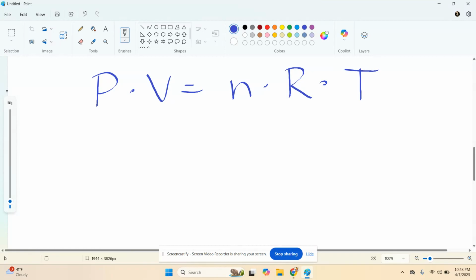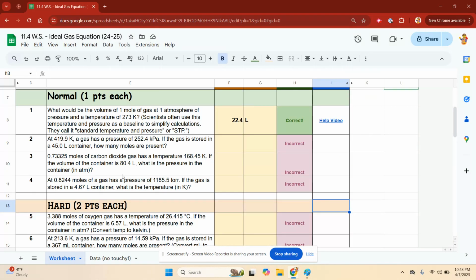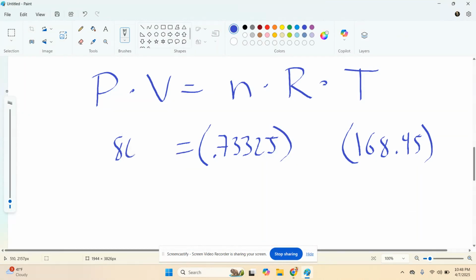So let's plug in what we know. In problem number 3, it says that I've got 0.73325 moles, so I'm going to replace n with 0.73325. I'm going to replace the temperature with 168.45 Kelvin. By the way, let me make sure that we're looking at the same thing, so you see where this is coming from. There's the mole amount, there's the temperature, and the volume is 80.4 liters. And they want to know the pressure, in atmospheres.